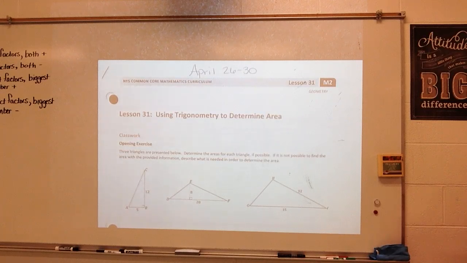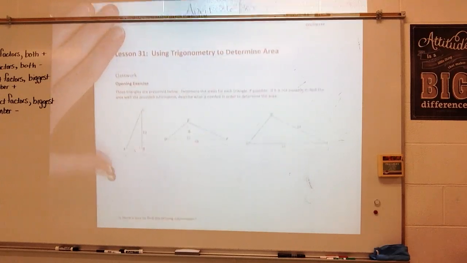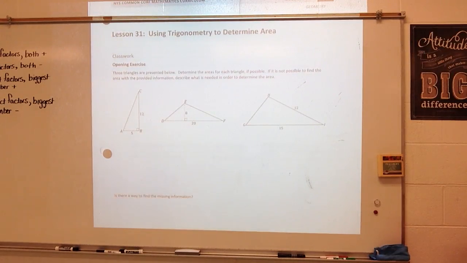Another thing we're going to do in this lesson is to find the area of an isosceles triangle given the base length and the measure of one angle. Alright, so let's go ahead and hit it head on, looking at our opening exercise. 3 triangles are presented below. Determine the area for each triangle, if possible. If it is not possible to find the area with the provided information, describe what is needed in order to determine the area. Alright, so let's look at triangle ABC.